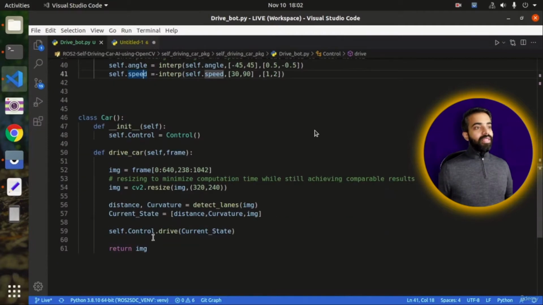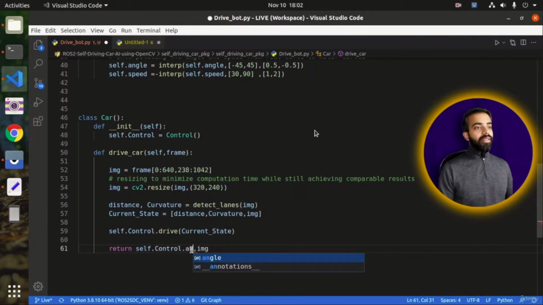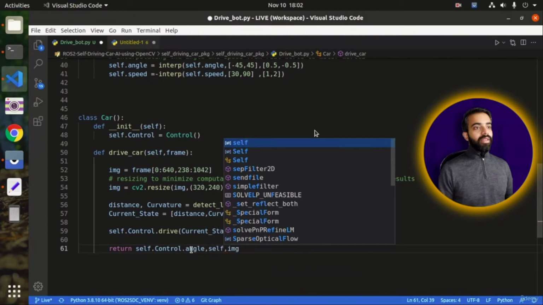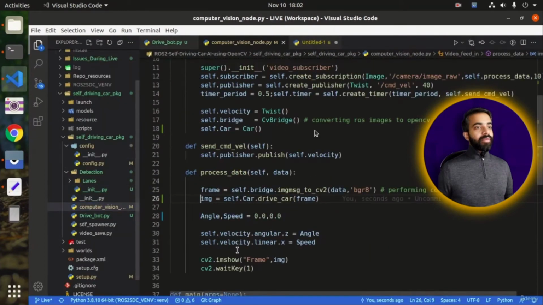Now all we need to do is simply return the two member variables of the control class. So let's do that. The first is self.control.angle, and the second is self.control.speed. Once we have returned this, we move inside our computer vision node.